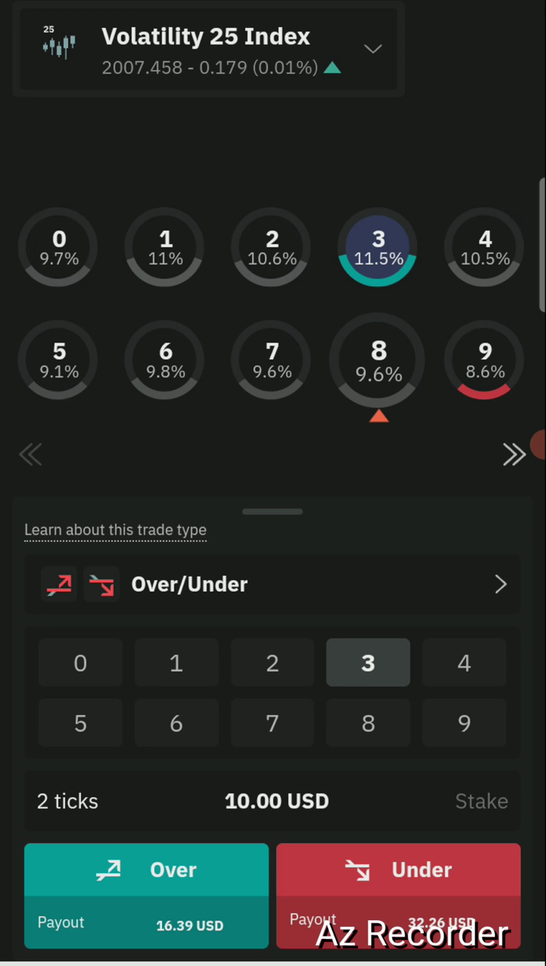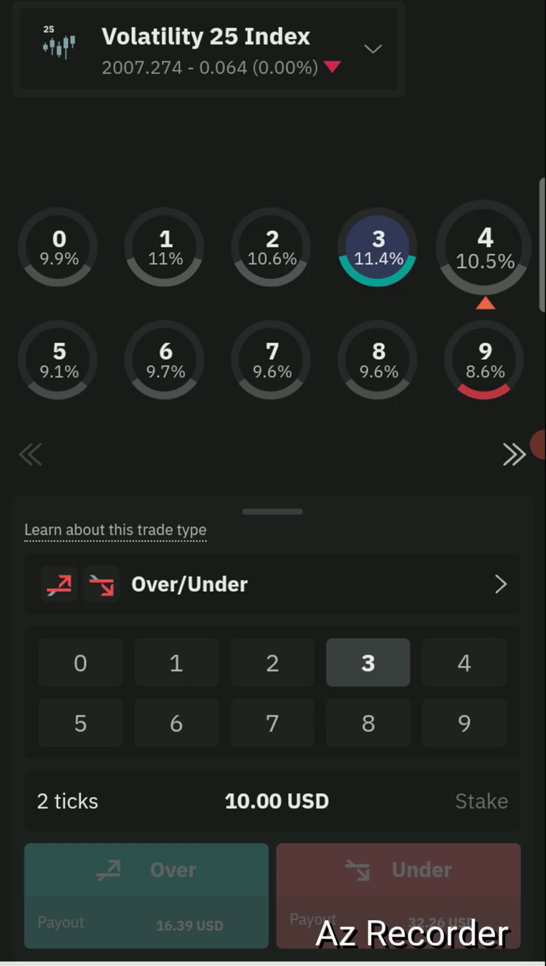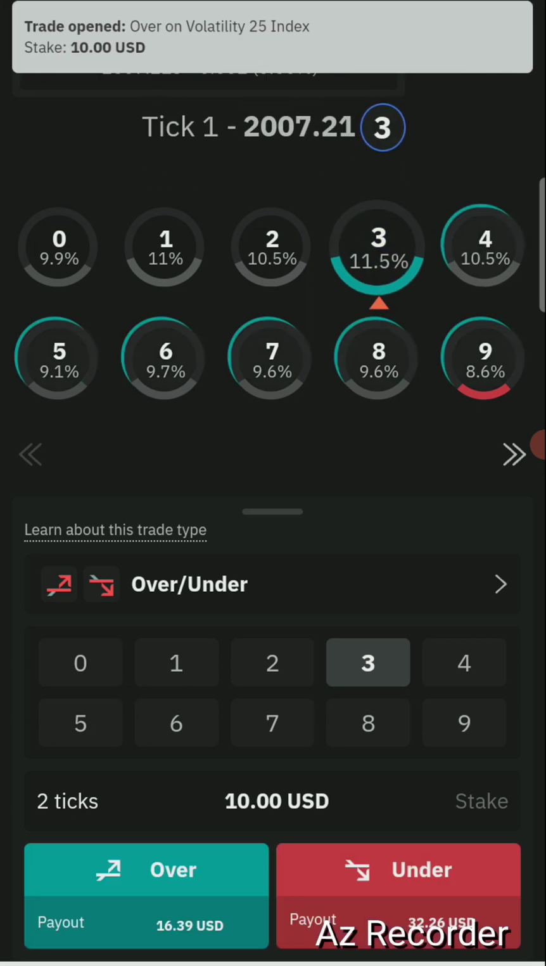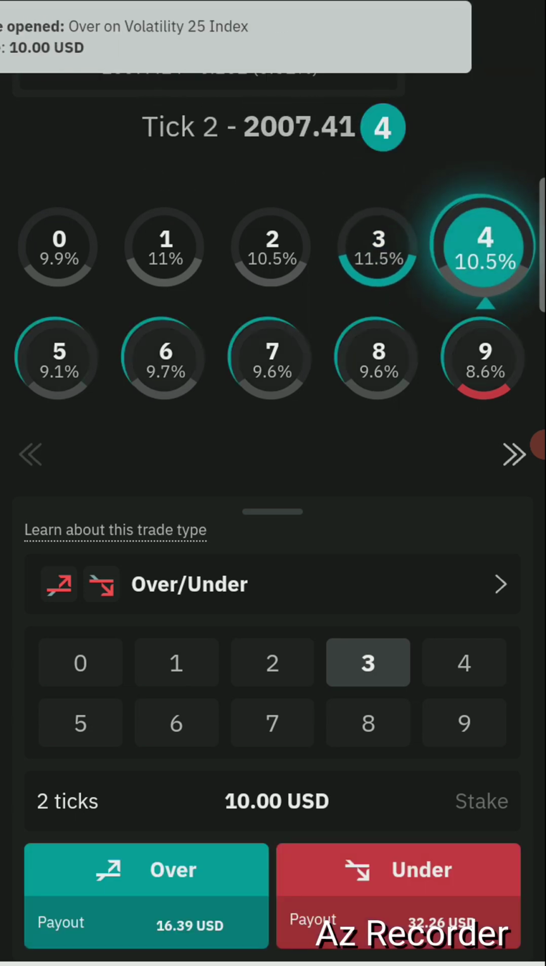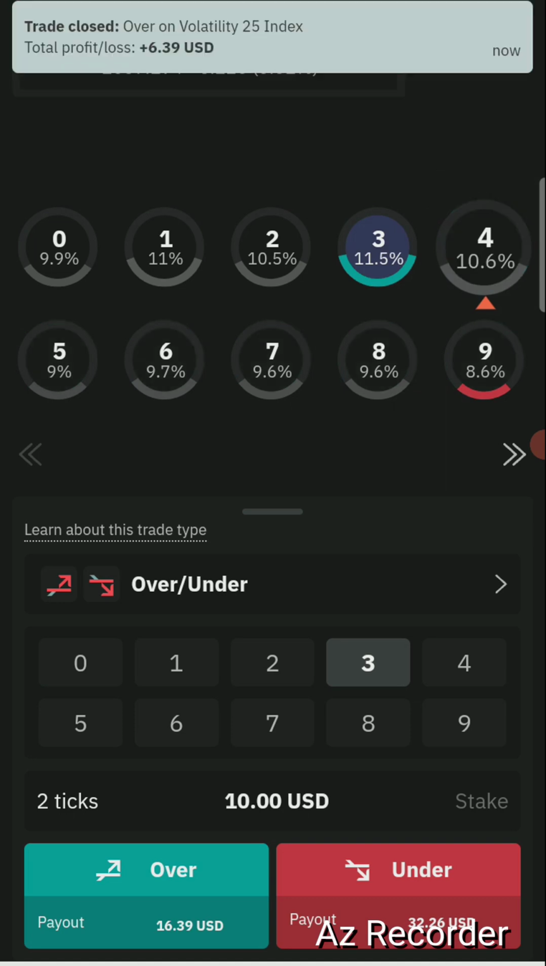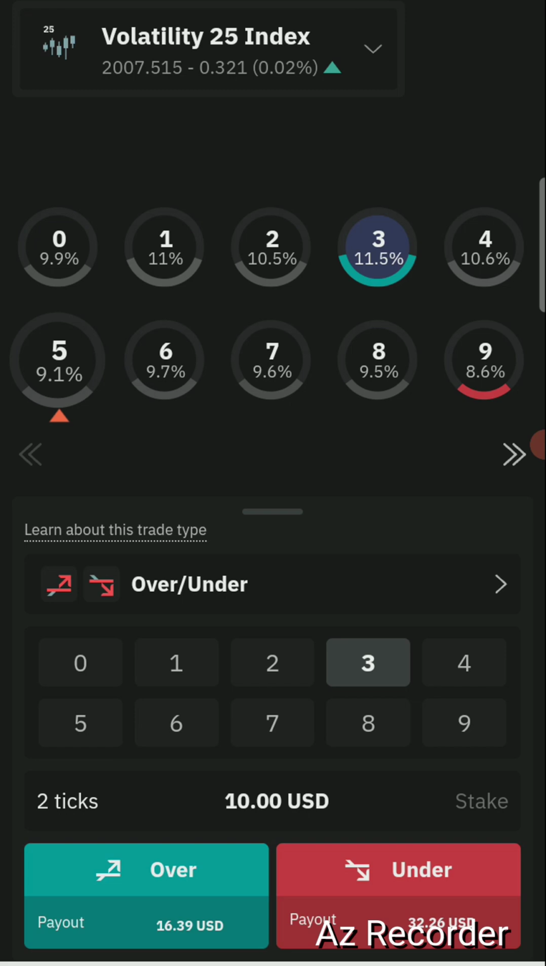Let's just do 1. Remember to use proper risk management. Don't overtrade the market. That's a win. I think we'll stop there. I've done like 4 trades. After 4 trades, you shift the market, you go to another one.